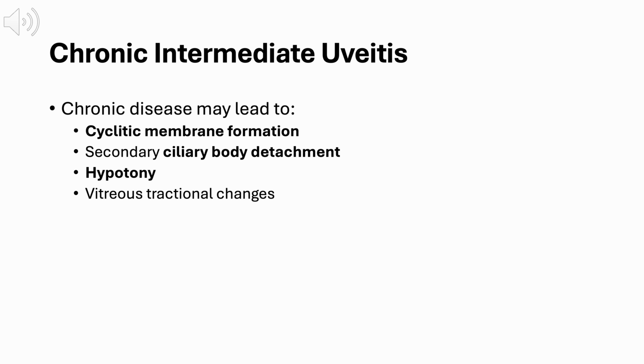When intermediate uveitis becomes chronic, a specific set of structural consequences can follow: cyclitic membrane formation, secondary ciliary body detachment, hypotony, and vitreous tractional changes. Notice how these link together mechanistically. A cyclitic membrane and ciliary body detachment impair aqueous production, which drives the hypotony, while traction threatens the retina. This is why controlling chronic vitreous inflammation matters. The complications are structural and can be vision-threatening in their own right, independent of the original inflammation.